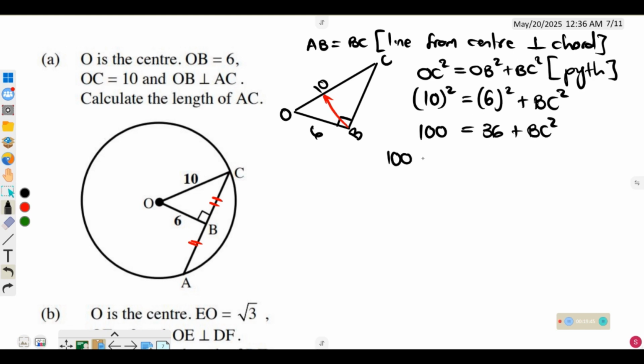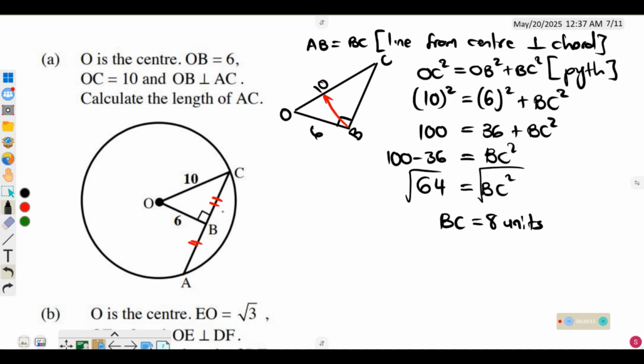So this is 100 minus 36. That should give us BC squared, which is 64. Therefore, BC is equal to the square root of both sides, which is 8 units. So you have BC to be 8 units.